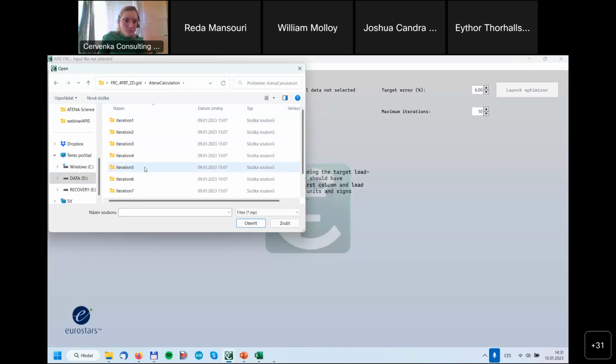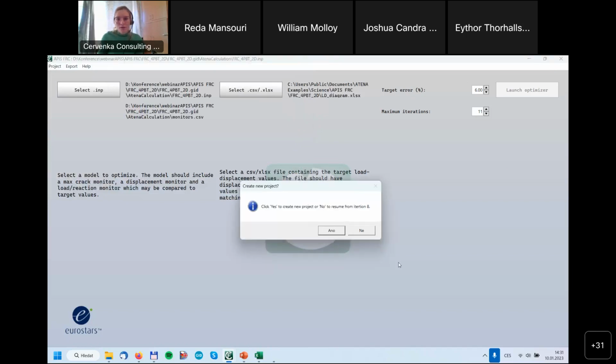You can see that there are already 8 iterations. So I will load the model, and this is an important question because it asks you whether you want to resume with your calculation, because it found already that you have 8 iterations calculated. So if you don't want to delete those iterations that are already calculated, you have to press no.